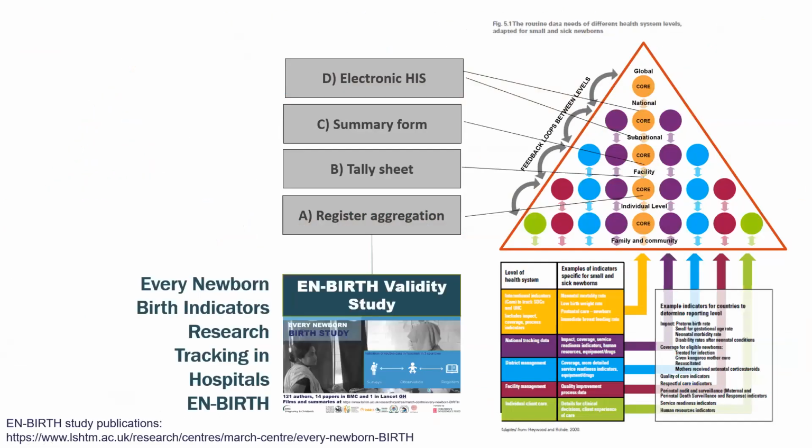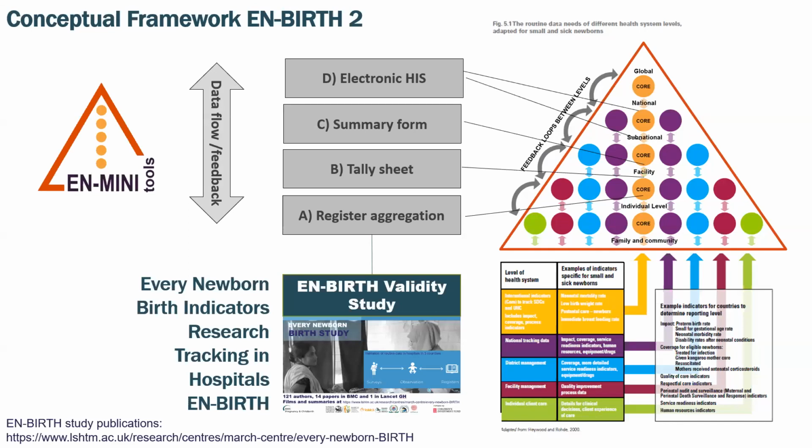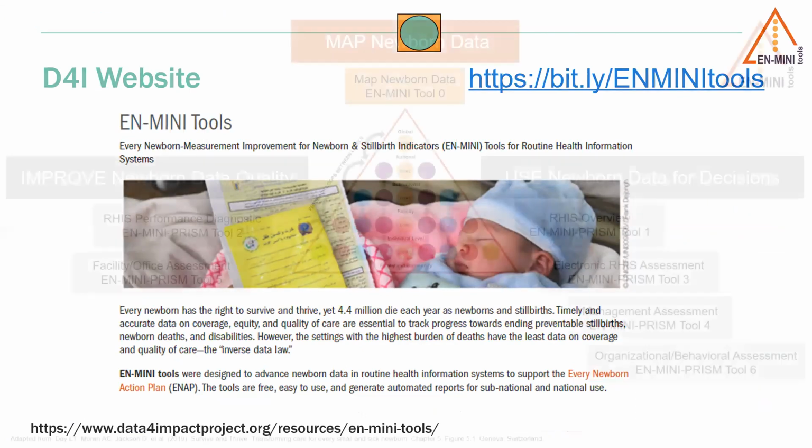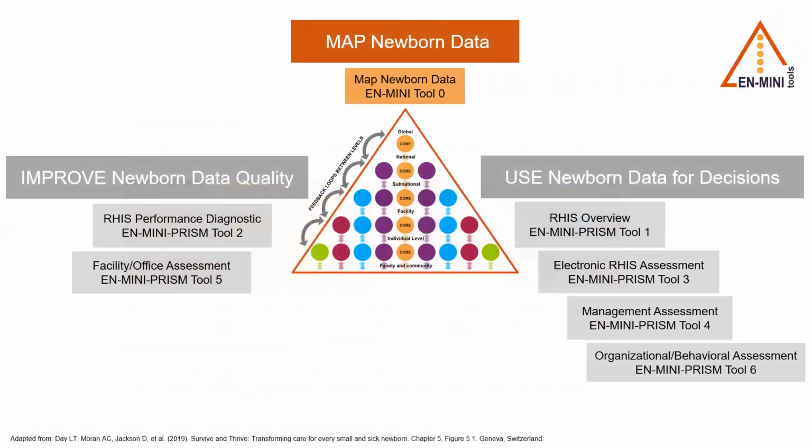A previous study, the Every Newborn Birth Indicators Research Tracking in Hospitals, measured validity of register source data. And as this conceptual framework for the EN-BIRTH 2 study shows, we were interested in the data flow and feedback going up the data pyramid, and that's where the EN-MINI tools focus. The tools are available on the Data for Impact website, and we'll paste the URL in the chat right now. I'm going to pass to Kim.